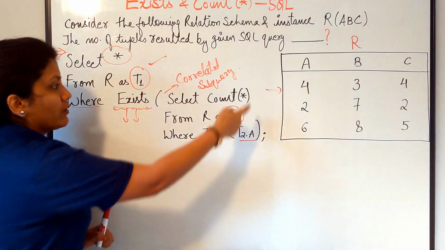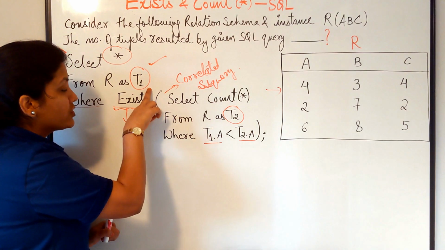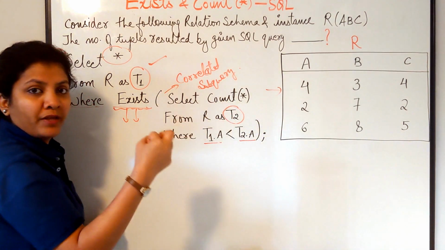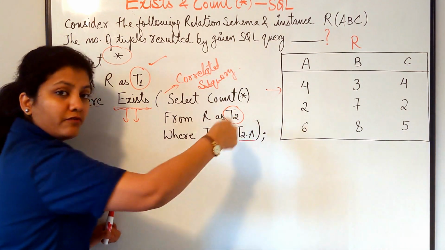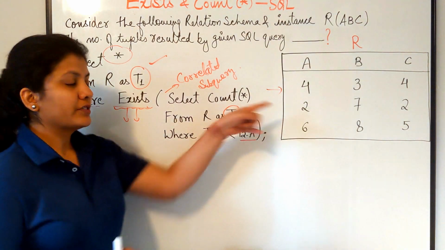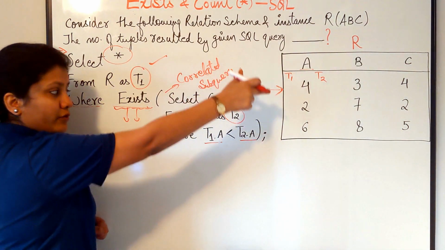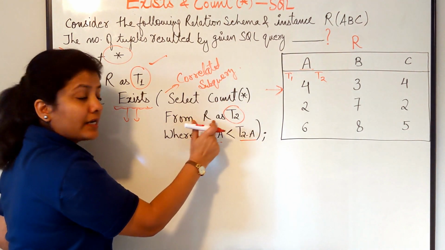And how does this run? This runs like a for loop. So for each tuple of T1, it will run for all the tuples of T2. Then again for the next tuple of T1, it will run for all the tuples of T2. Now let's run the query for this instance. So initially for T1.A equal to 4, we are running this query. And for that, we come here to R as T2.